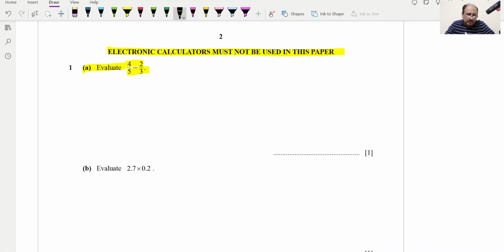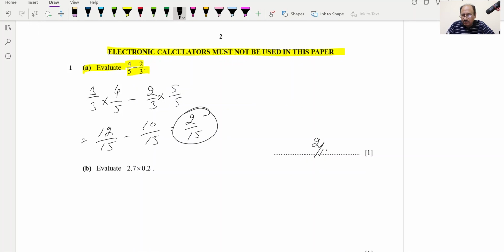To subtract the fractions, we'll be equalizing the denominators. These two denominators will have to be equal. So it will be 4 over 5 minus 2 over 3. We can multiply here by 3 over 3, and this one by 5 over 5, and this simplifies to 12 over 15 minus 10 over 15, which is equal to 2 over 15, and this will be our final answer. This is the 1 mark part which we have done.